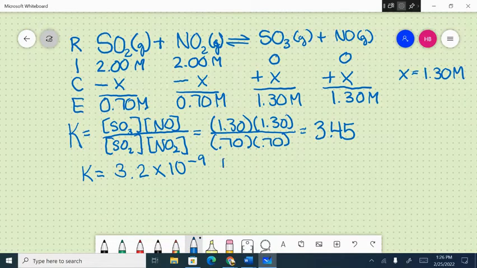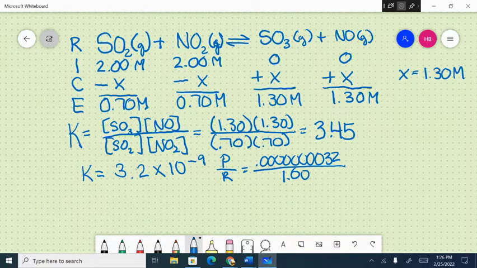And remember, it's products over reactants. So this would be the same as saying 1 over a very large number, 1, 2, 3, 4, 5, 6, 7, 8 zeros. That means that there's very little products formed. So you might see this referred to as the reaction doesn't noticeably happen because most of the reactants will stay as reactants and very little bit will turn into products.